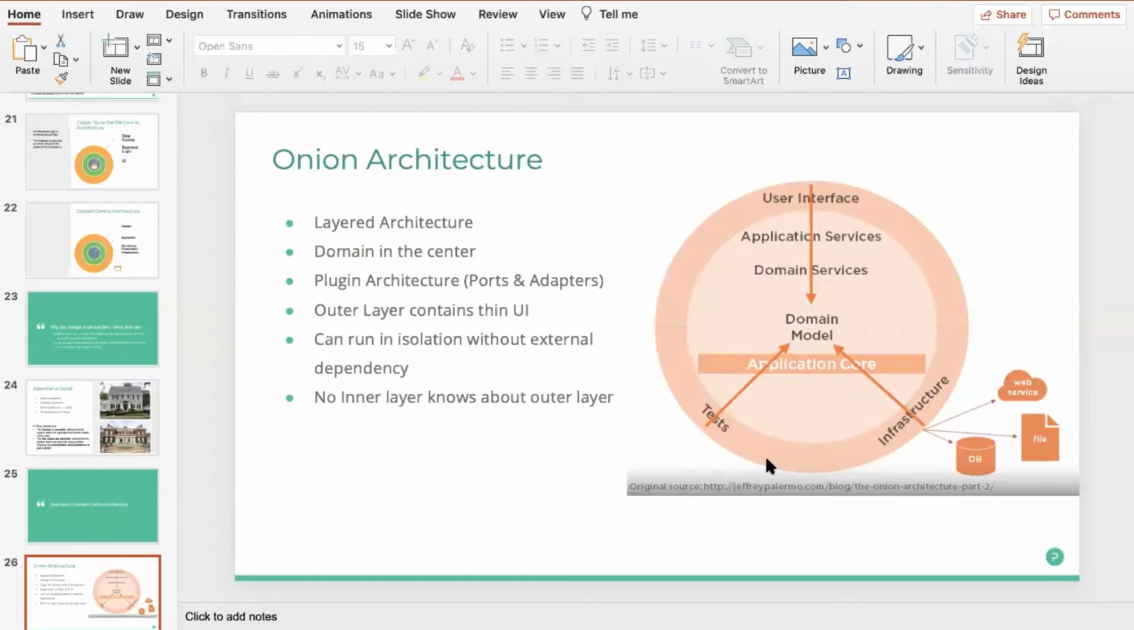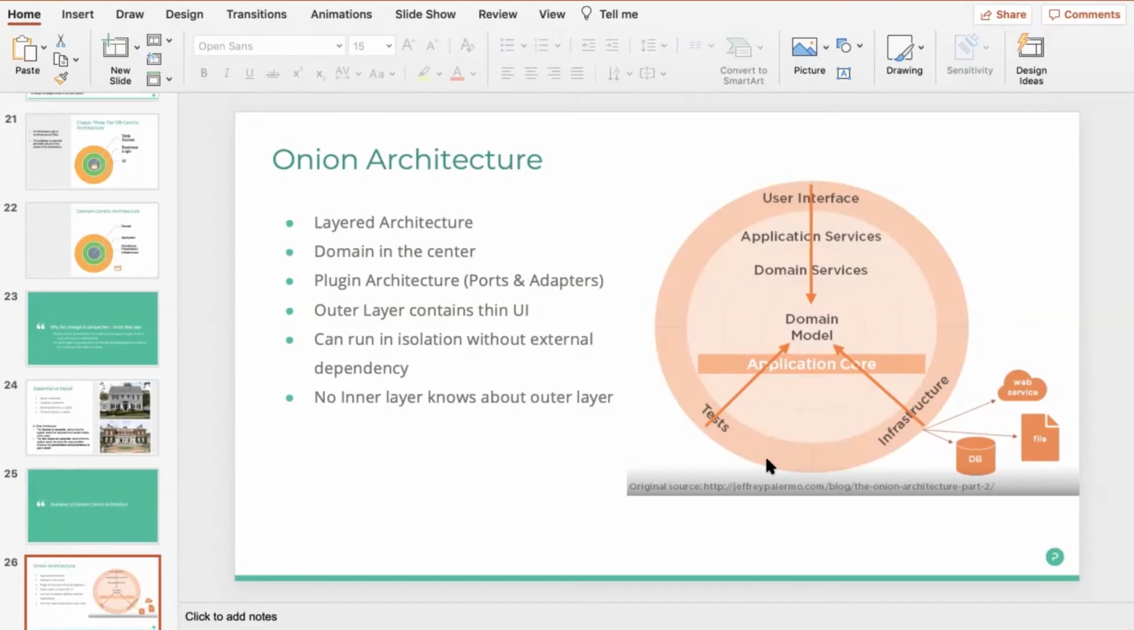Okay, onion architecture talks about other things, but my focus for this discussion is the importance of the domain and why the domain is in the center. So if you look at the arrows, like I said, the dependency is always inward. Keep that in mind for the moment.